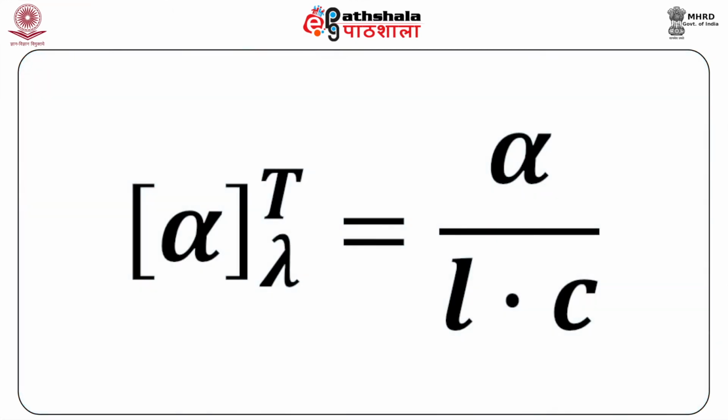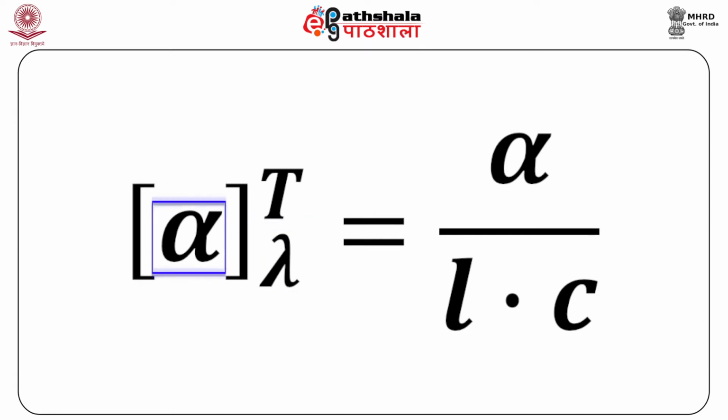Thus, the specific rotation is equal to alpha divided by L into C, where alpha is the observed rotation in degrees, specific rotation has units of degrees centimeter cube decimeter inverse and gram inverse, T is the temperature and lambda is the wavelength of plane polarized light.